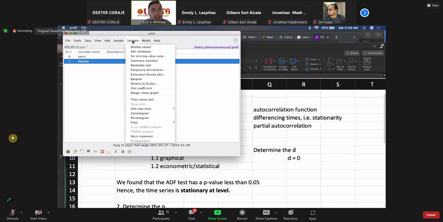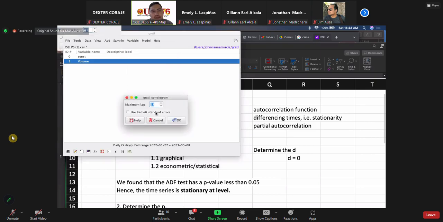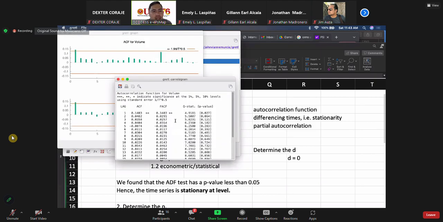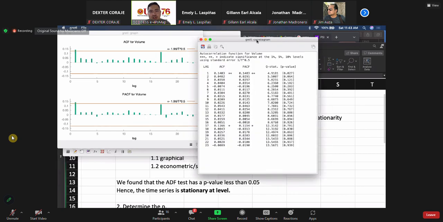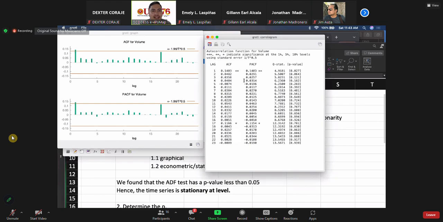Since we have finished and did not do differencing, and we have determined D, you go to correlogram. Just the default, click OK, and there you have it. So, sir, how do we determine the partial autocorrelation and the autocorrelation function? As you can see here, class, two results came out, graphical and statistical.